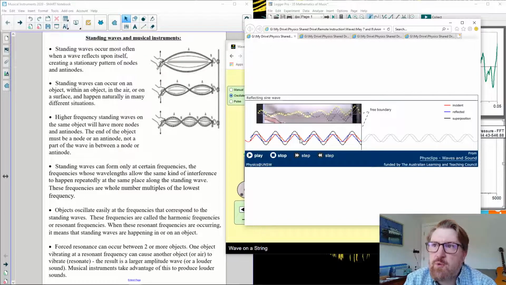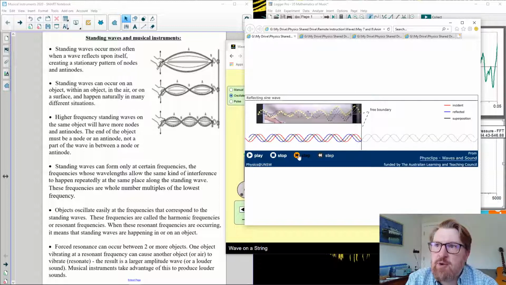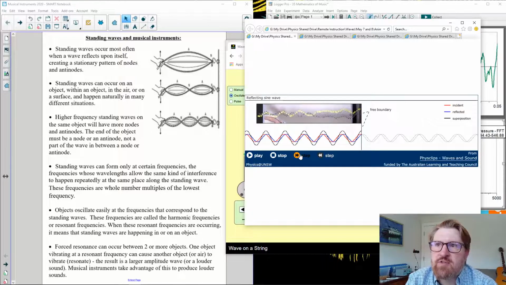Those two waves overlap, and so you can see where their crests overlap, we get a taller crest. Where their troughs overlap, we get a lower trough. So if we go step by step here, you'll see that there are times where the two waves are out of sync, and so they cancel out, and then when the two waves are in sync, you get these really tall waves.